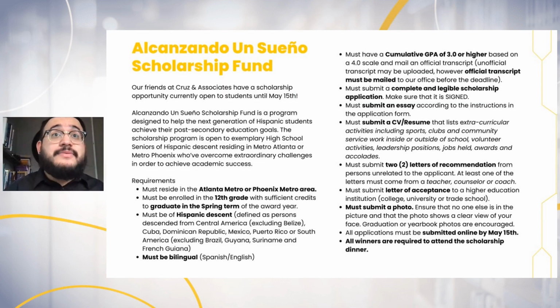So now that you're on the website or after you watch this video, you'll notice that these are the basic requirements for this opportunity. And as you read through it, you don't need to read all of it. You just need to skim for the key things you need to know whether this opportunity is good for you or not. One, reside in Atlanta or the Phoenix area, right? Be in 12th grade, graduate in the spring term of this year, be of Hispanic descent, must be bilingual, have a cumulative GPA of a 3.0, submit an official transcript, a complete and legible scholarship application, an essay, a resume, two letters of recommendation, a letter of acceptance, you must submit a photo, meet the deadline of May 15th, and then attend a scholarship dinner, right?